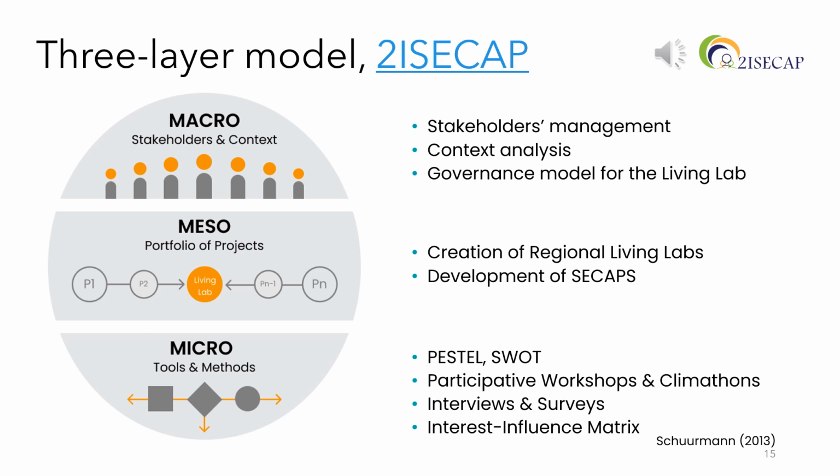Let's see how we can apply the three-layer model to the 2ICCAP project. At the macro level, it's important to consider stakeholder management and context analysis, as well as to develop a governance model for your Living Labs. At the meso level, we will establish sustainable energy and climate plans and fund the Living Lab itself. Once your Living Lab is created, you could think about additional projects, resulting in a portfolio with a collection of all projects managed by your Living Lab.